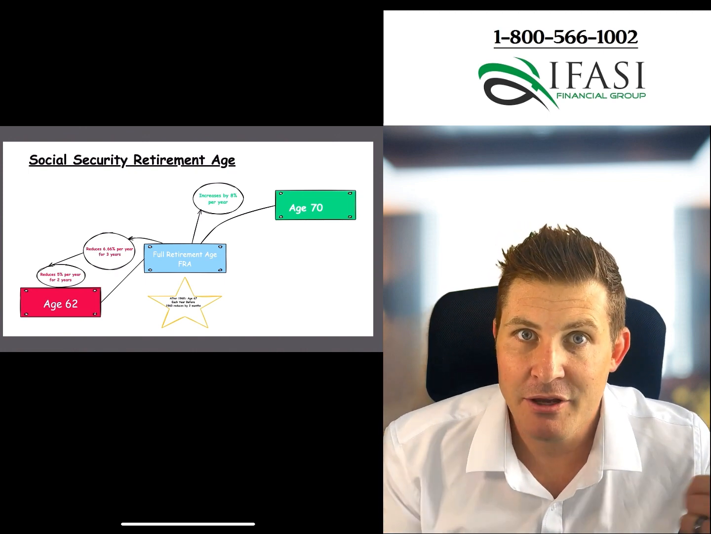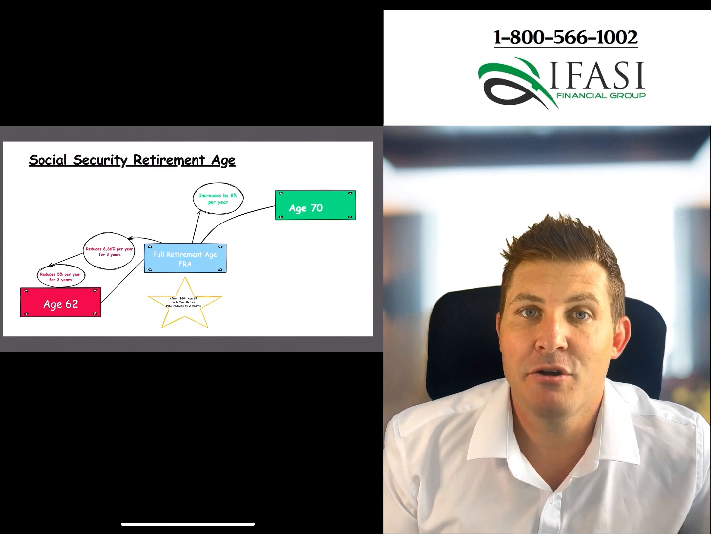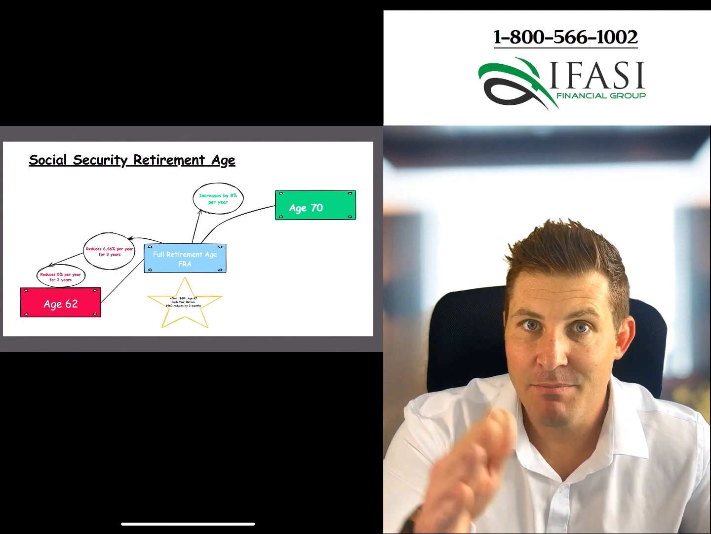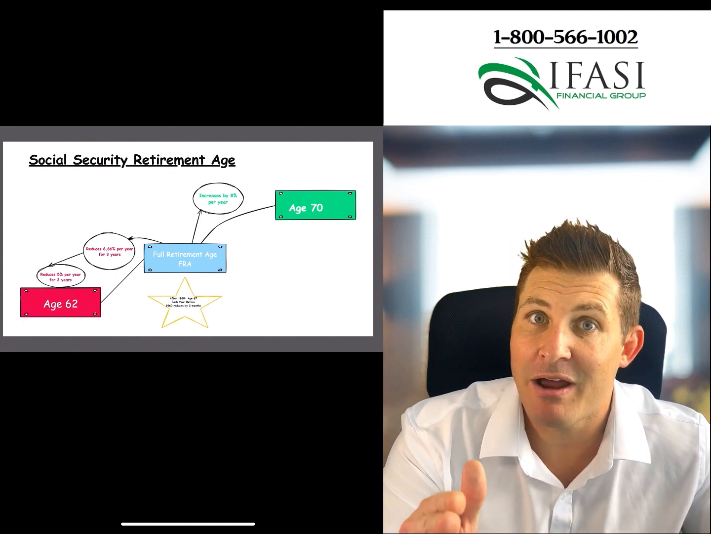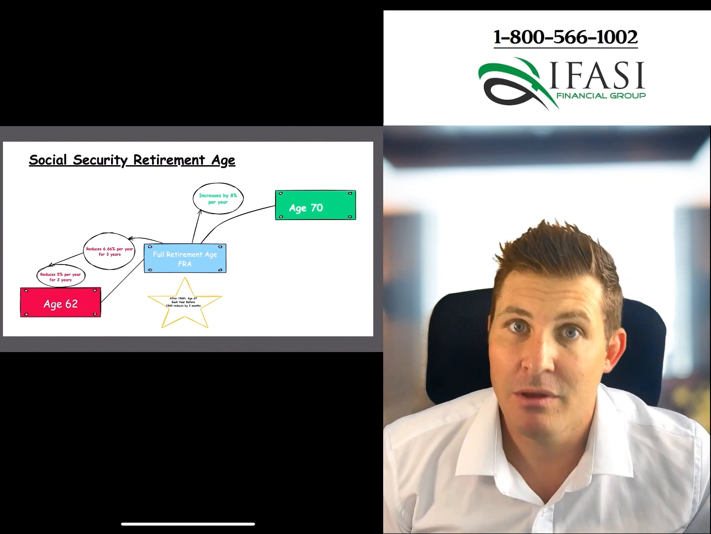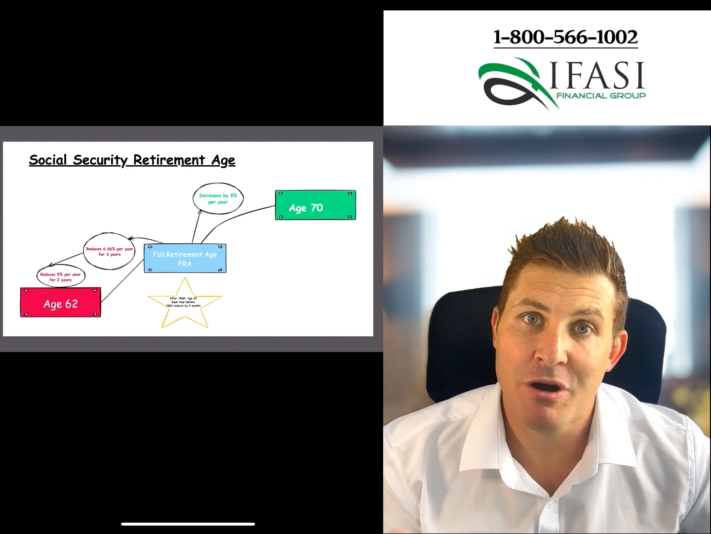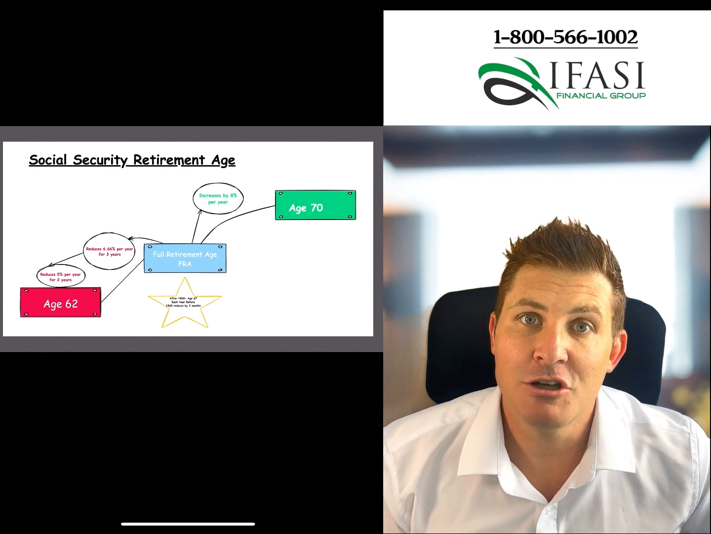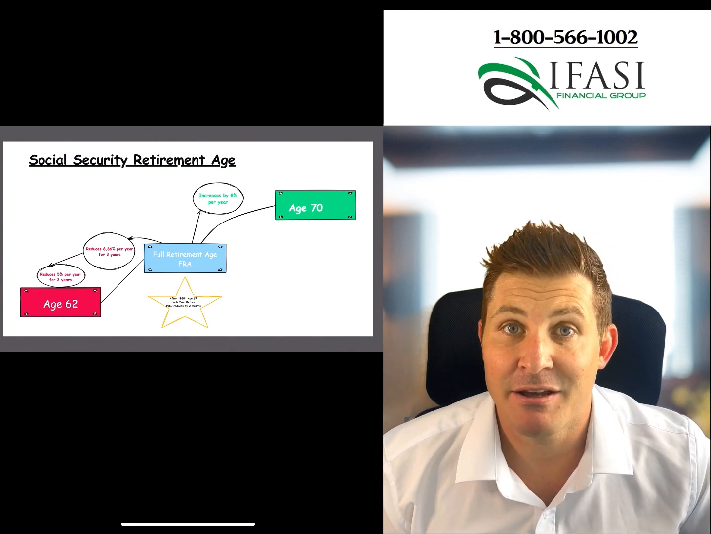So be mindful. The earlier that you trigger it, the more that you're going to get penalized. That's going to be about a 30% reduction if you do trigger it at the earliest date, which is age 62. Be mindful and careful if you try to trigger it before full retirement age, because you also have a reduction of benefits that can occur.